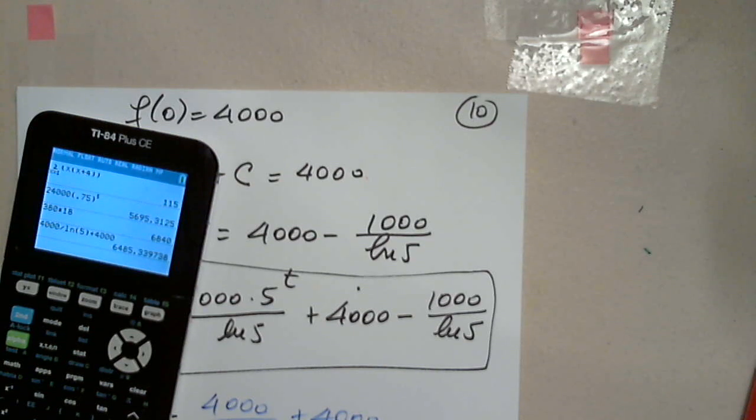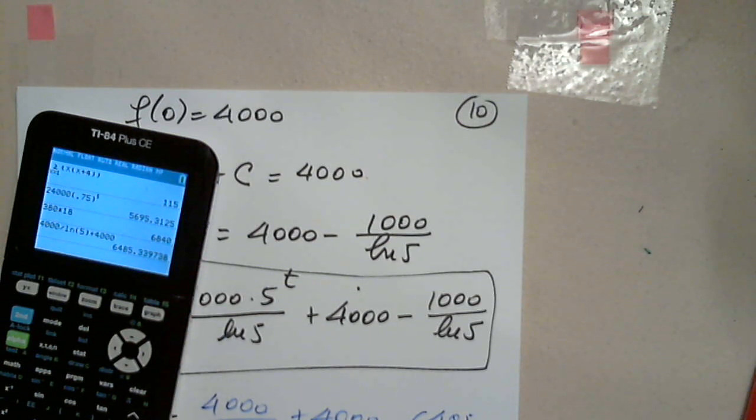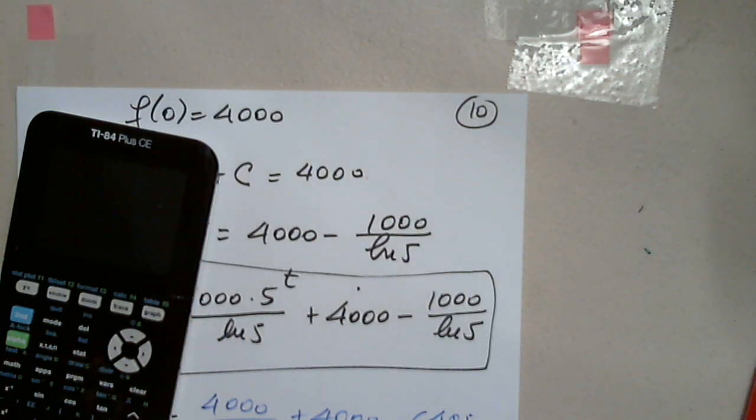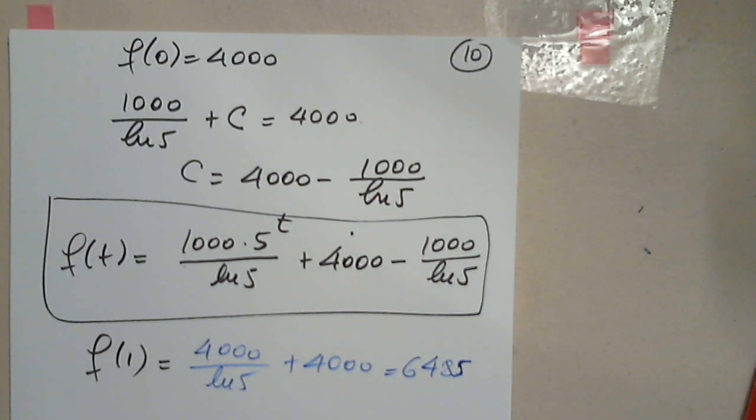I got 6,485. Let's see what they want. Round your answer to the nearest whole number, of course. The nearest whole number is 6,485, because we cannot have a bacteria and a half. Like we cannot have a person and a half or 5.3 cats. Good.